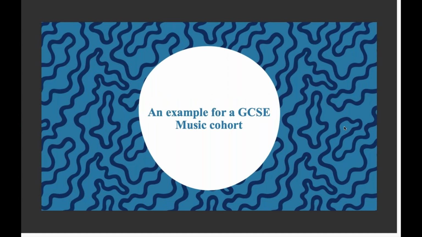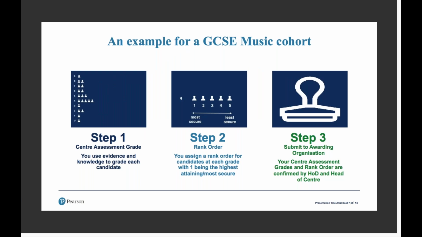So to look at an example of how this process works for GCSE music, we'll review how this works. The first thing to do is use your evidence and your professional judgment to give a centre assessment grade for each student. U is an expected grade, and you may have some candidates that you assign a U to as their centre assessment grade.